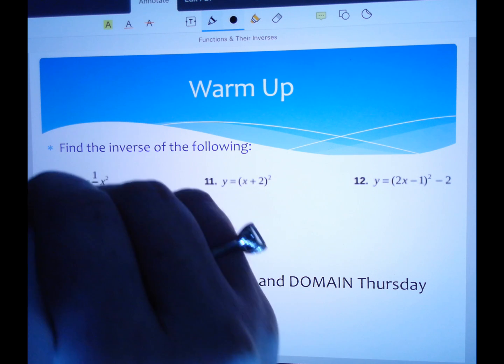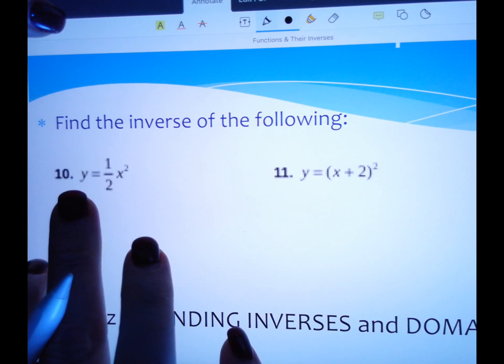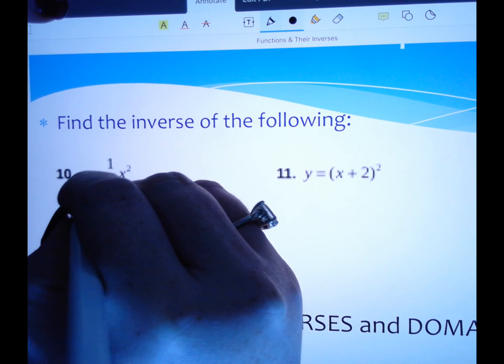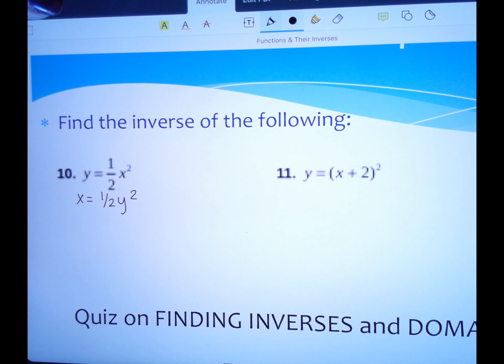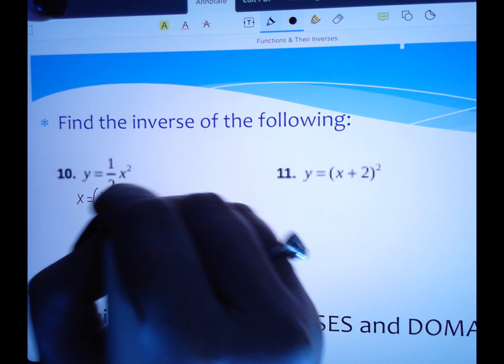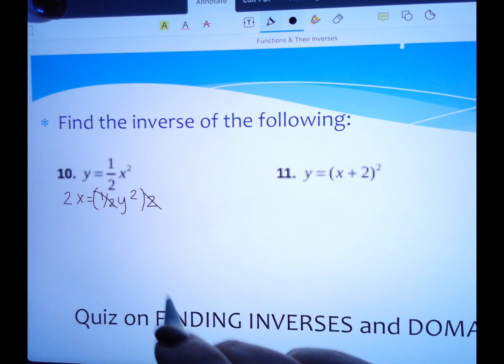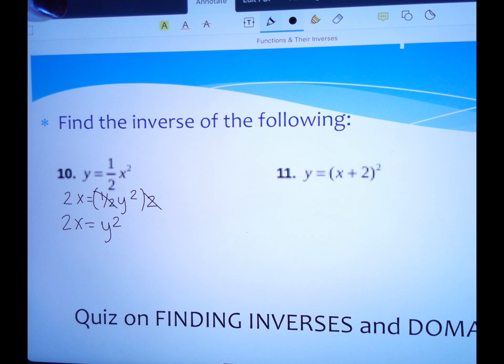So your first step, just like yesterday, I'll zoom in right here so you guys can see it a little better. You're going to switch your x and your y. And then you're going to solve for y. Now, you can't square root first because the 1/2 is not being squared. So I'm going to go ahead and multiply both sides by 2. 1/2 times 2 is 1.